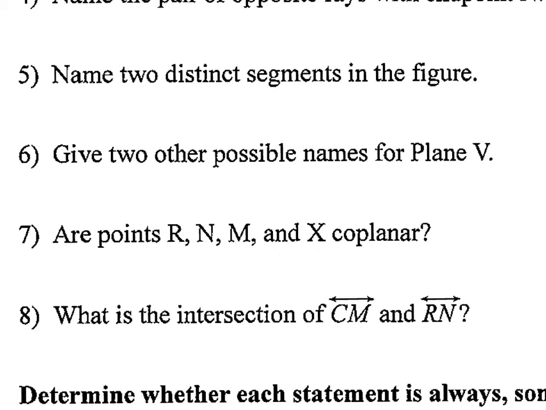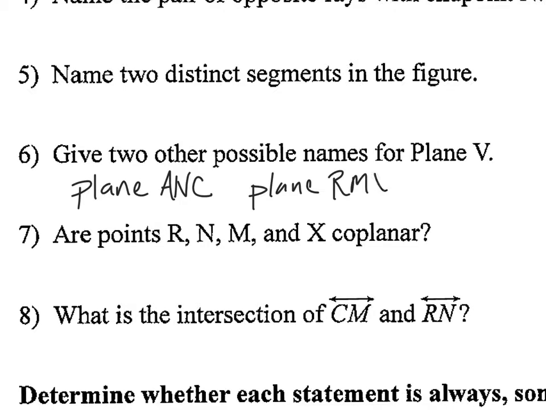And again, to name it, you just go over here. Since I'm using 3 letters, we would write out the word plane, and then our 3 letters, A, N, C. Plane, and I believe my other letters were R, M, and X. And again, order does not matter.